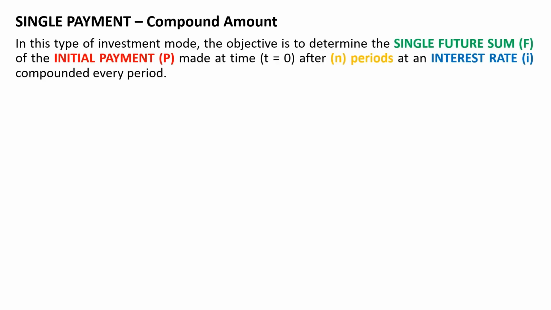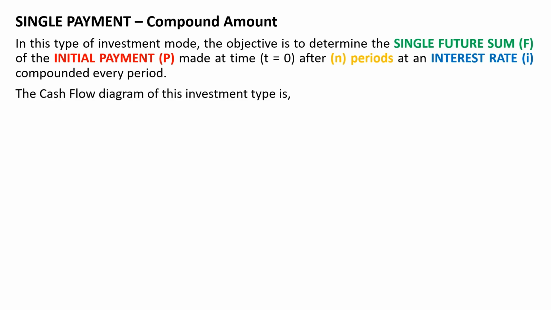Single payment compound amount. In this type of investment mode, the objective is to determine a single future sum F of the initial payment P made at time t equal to 0 after n interest periods at an interest rate of i, which is compounded every period.